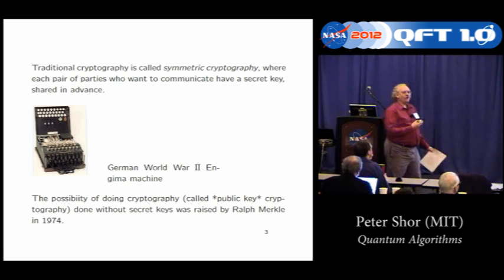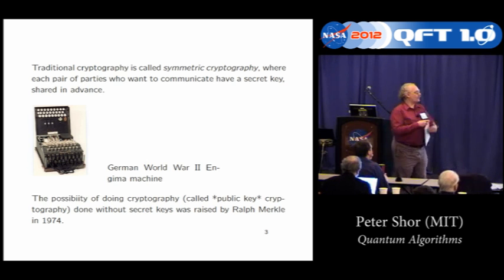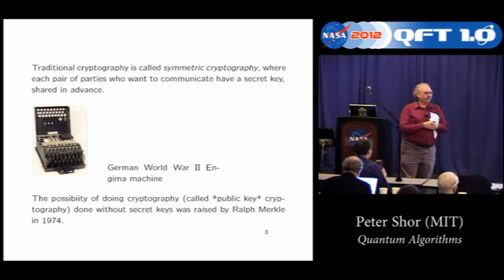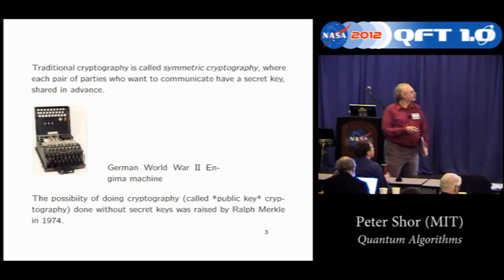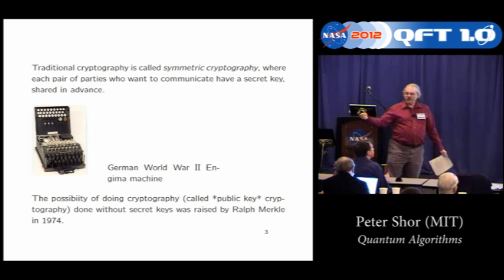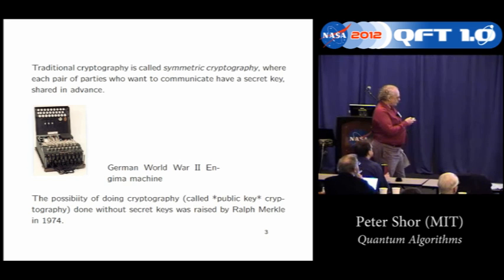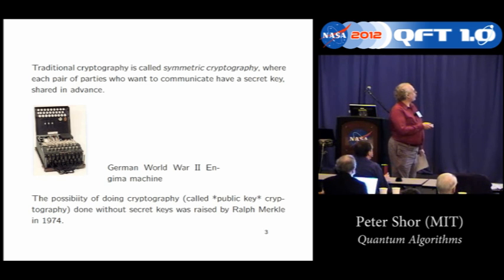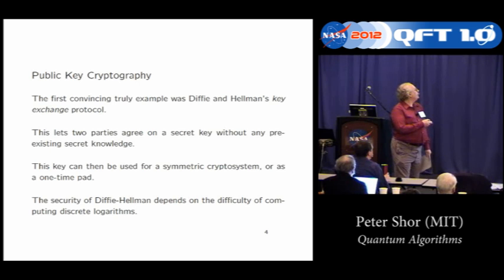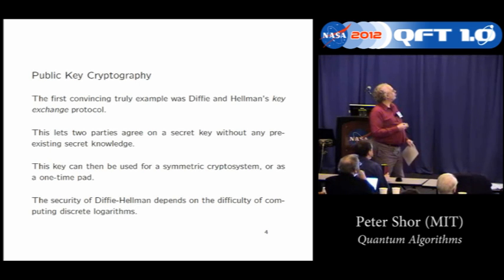One of the big problems of classical cryptography was managing the secret keys, because if your adversary intercepted your secret key, then they could listen to all your messages. And so you need to deliver secret keys to everyone you want to talk to, and that's a lot of trouble. So the possibility of doing cryptography without secret keys, which is called public key cryptography, was raised by Ralph Merkle in 1974. And the first really convincing way of doing it was done by Diffie and Hellman a year or so later.